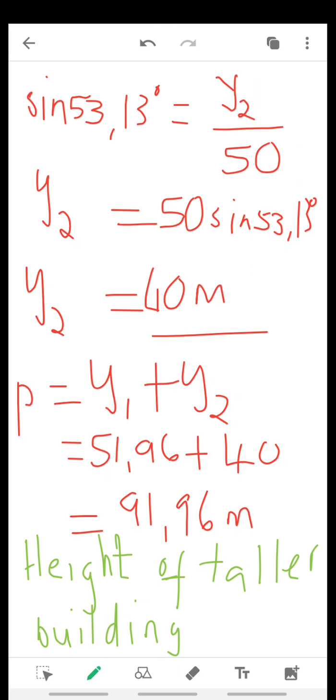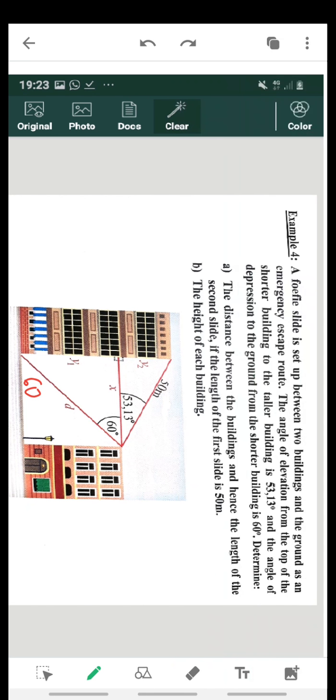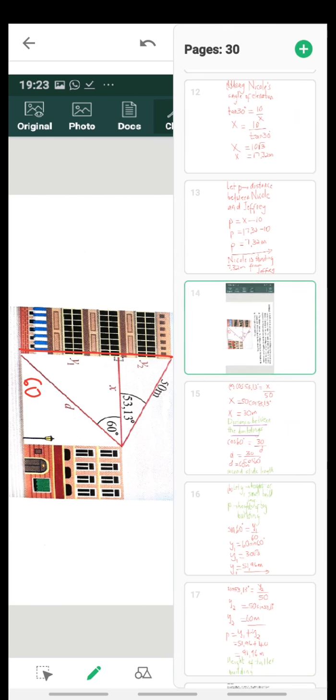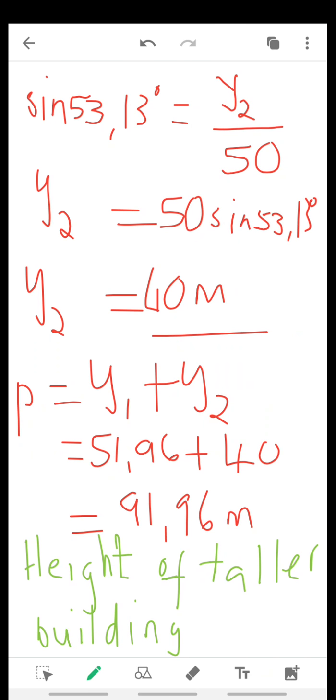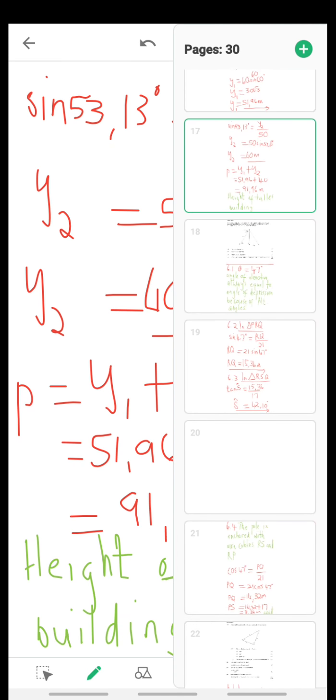But remember, the height of the taller building is y1 plus y2. Therefore, adding those, remember, p was my height of the taller building. So p is equal to y1 plus y2, which is 51,96 plus 40, and I got the height of the taller building to be 91,96 meters. Which is the height of the taller building. Good. I hope we are moving together.